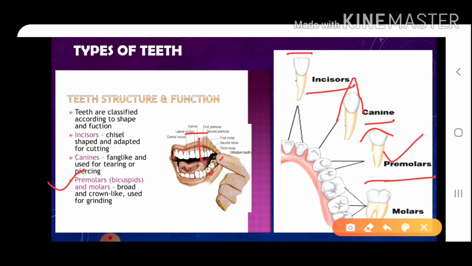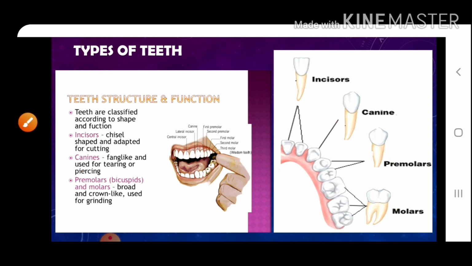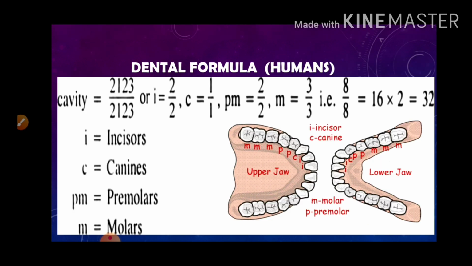So for these two teeth, the purpose is thorough chewing of food, while incisors is taking a bite and canine is for tearing flesh or piercing flesh. I hope you have understood the function as well as the shape and size of all types of tooth. Now let's move ahead. This is the most important part of this lecture, that is the dental formula.